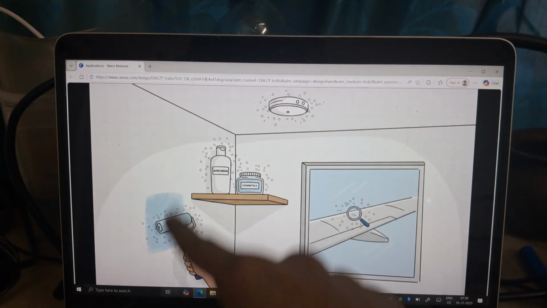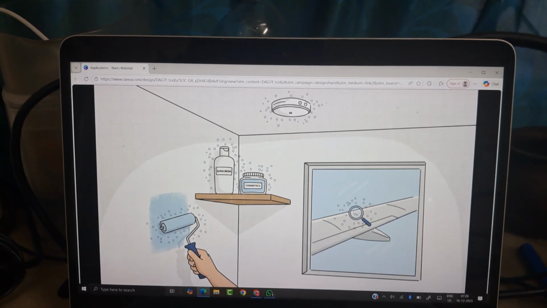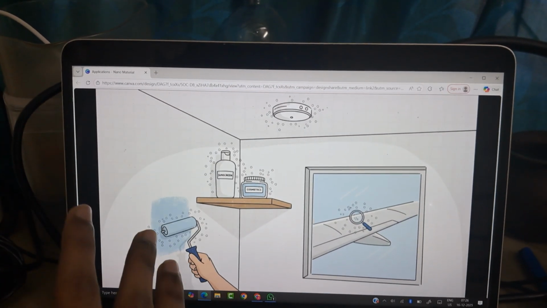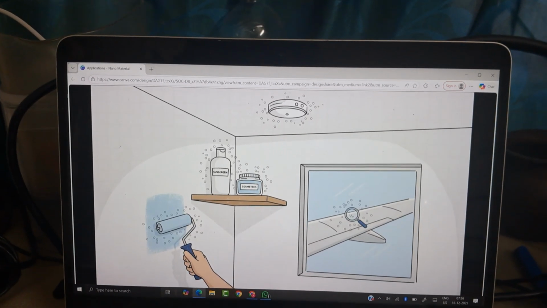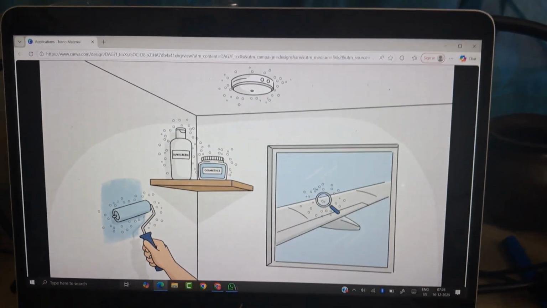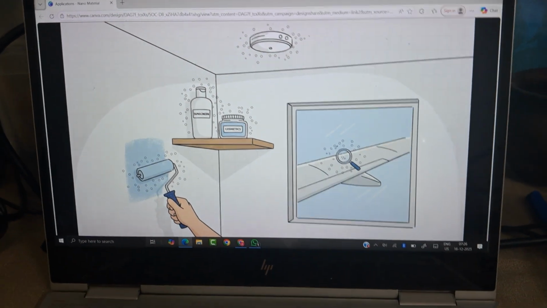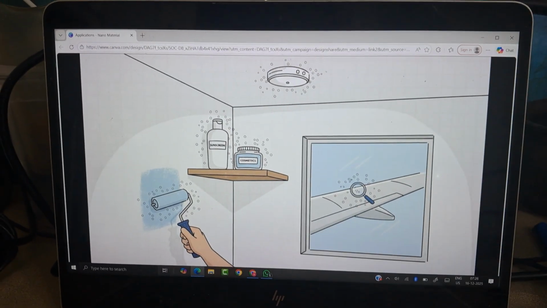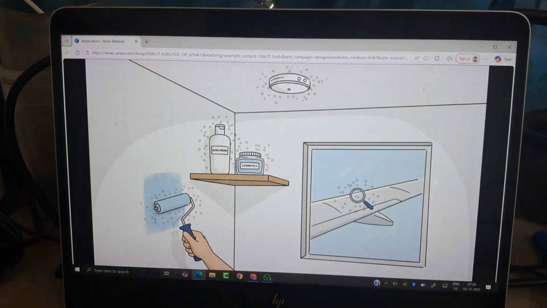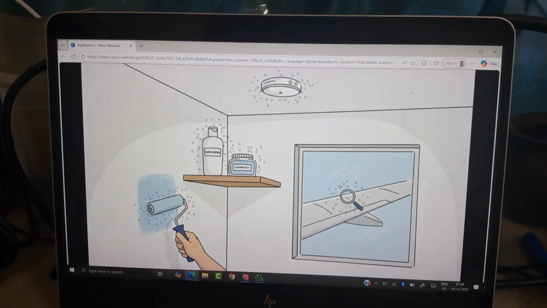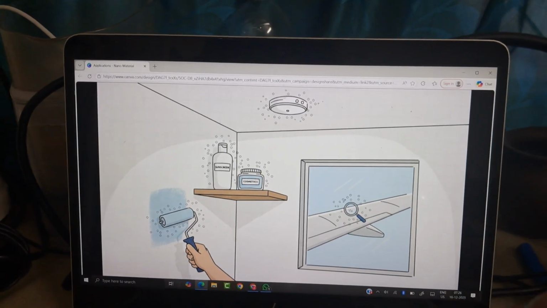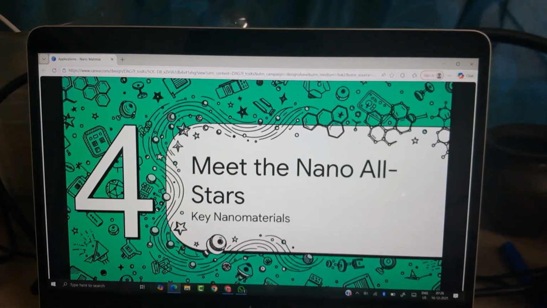Even for paints we use nanomaterials, so that they form a thick coating. And even for sunscreen and cosmetics. Titanium dioxide nanoparticles are used in sunscreen. It forms a UV layer on the skin. And for cosmetics also, nanoparticles improve the texture and appearance.